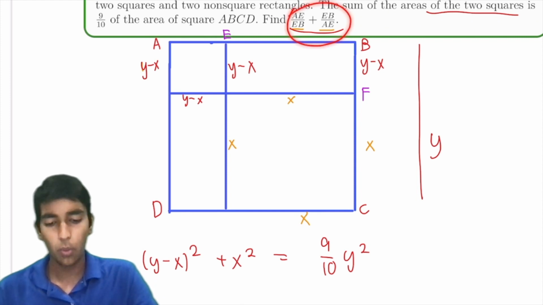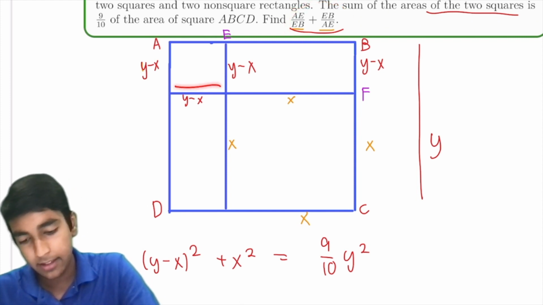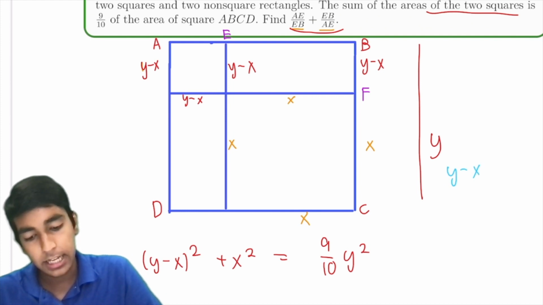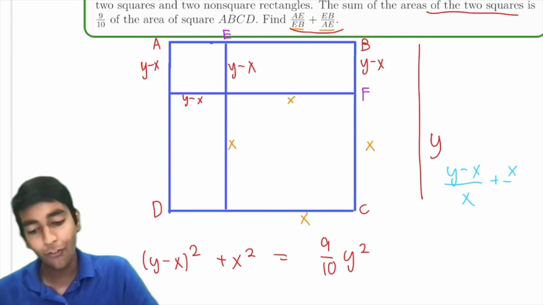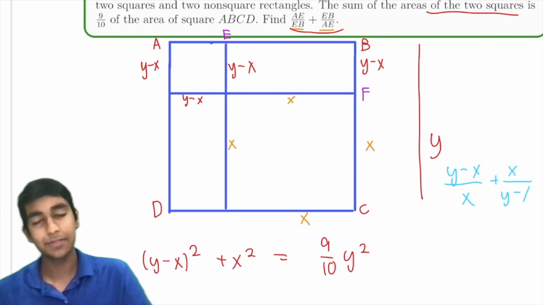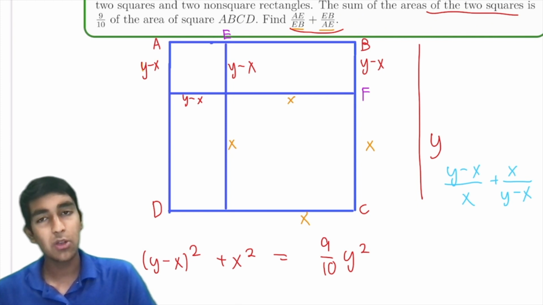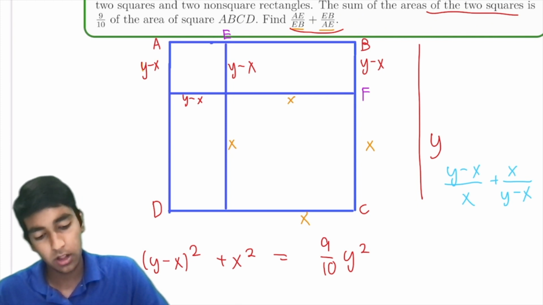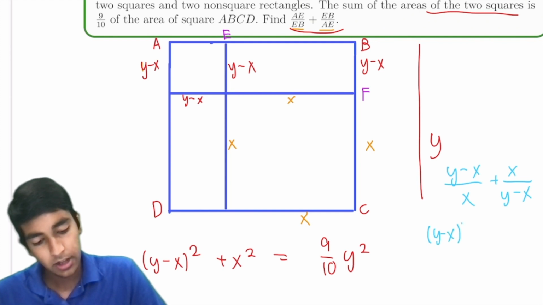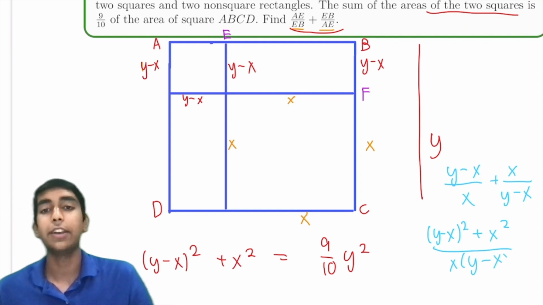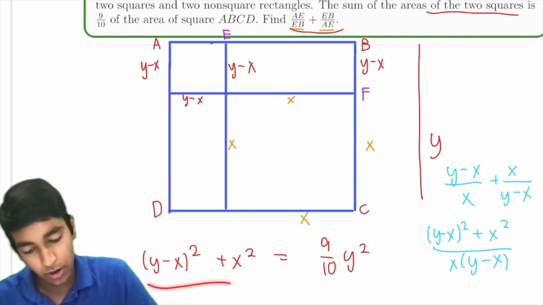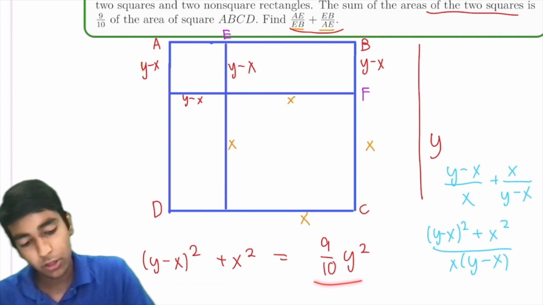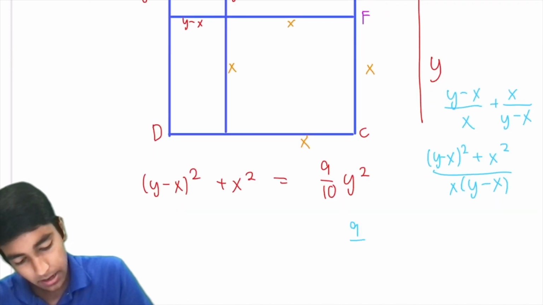Just this. What is this? AE, which is y minus x, over EB, which is x, plus EB, x, over AE, y minus x. So we're asked to find the value of this. Well, that's just y minus x squared plus x squared over x times y minus x once we find a common denominator. Aha! We know what y minus x squared plus x squared is. It's 9/10 y squared, right?